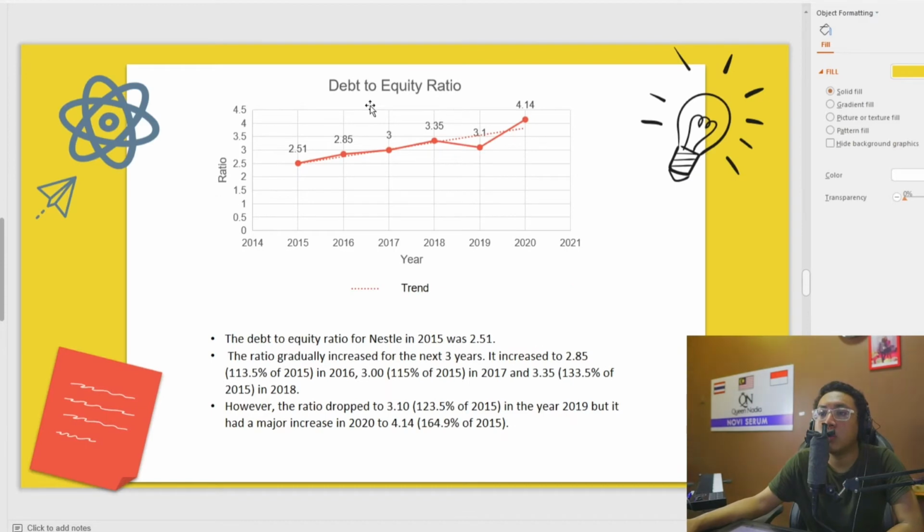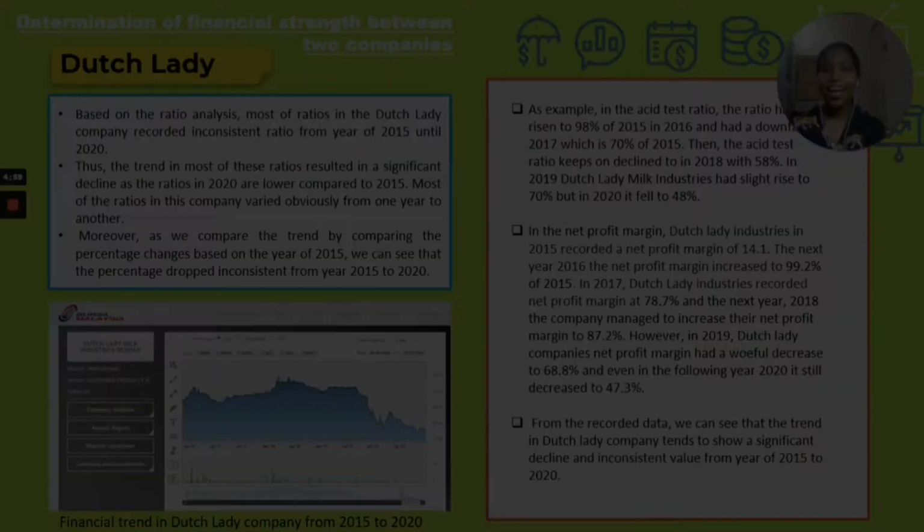For the debt to equity ratio, in the first year it had 2.51, and then increased to 2.85, and then increased to 3.0. After that, it increased to 3.35, and then decreased to 3.1, and then it increased to 4.14.